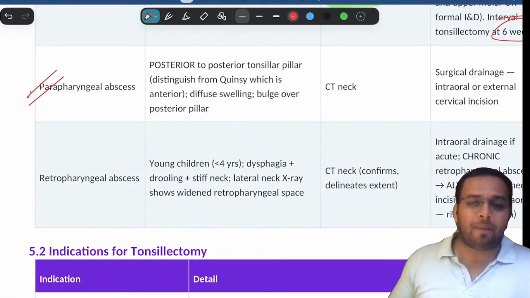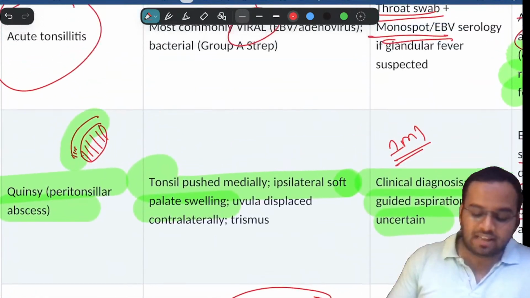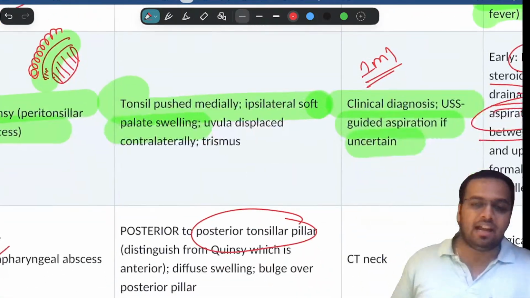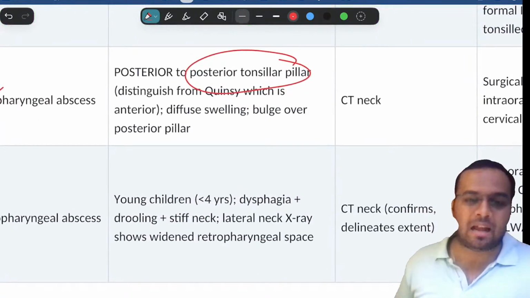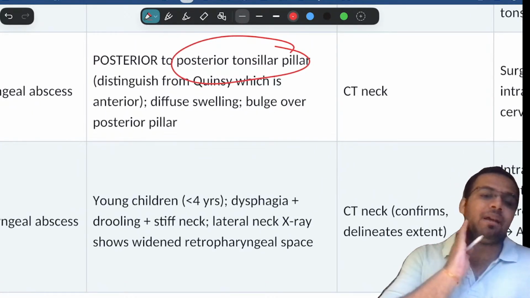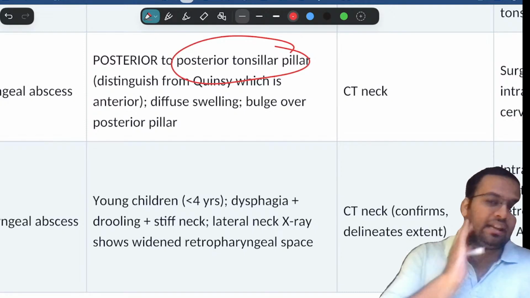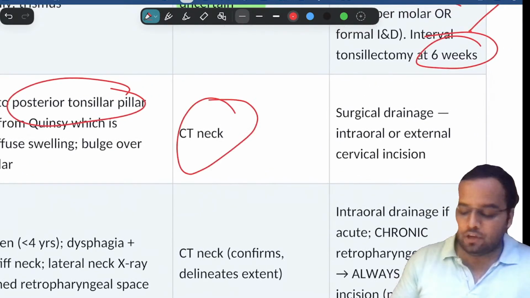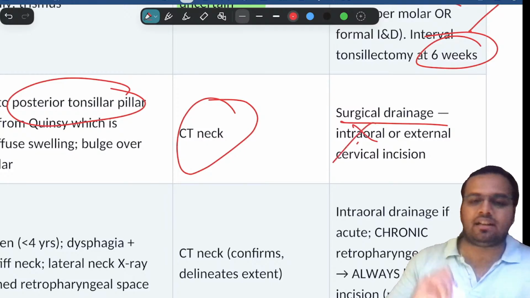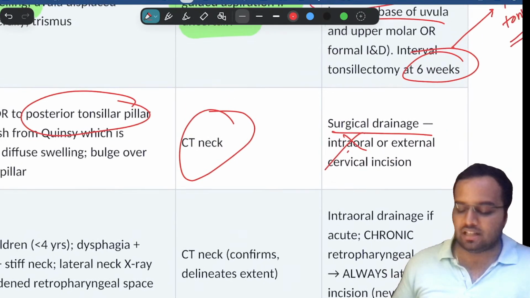Sir, we already saw parapharyngeal abscess. So it is posterior to the tonsillar pillar. Whenever the abscess cavity is going to lie outside this quinsy space, it is going to be a parapharyngeal abscess. We saw that the parapharyngeal region is divided into two parts, pre-styloid and post-styloid region. So there might be a bulge over the posterior pillar, and also a bulge or fullness might be seen in the posterior submandibular region. So here you need to go for a CT neck, and surgical drainage is important. Avoid intraoral, because intraoral drainage might lead to aspiration. Always prefer an external incision or a cervical incision.